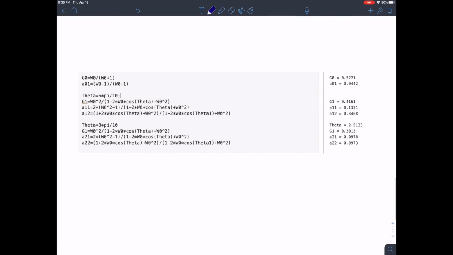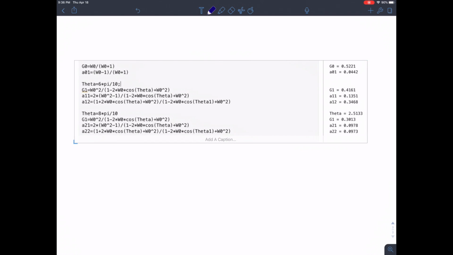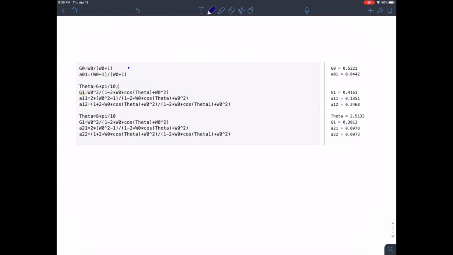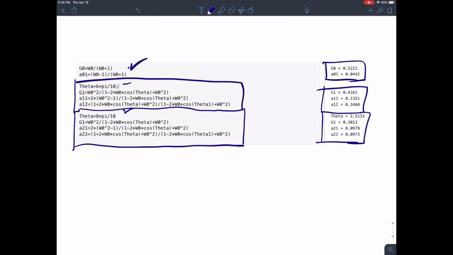So let's look at what happens if you plugged it into a calculator or plugged it into MATLAB. It's just implementing these formulas. So there's the formulas. I get the first order section coefficients here. And then here's a theta value. Theta is 6 pi over 10. Here's the formula for the coefficients. I plug those in, I get values back out. And here's the second of the second order sections with theta equal to 8 pi over 10. And you get the third set of coefficients.